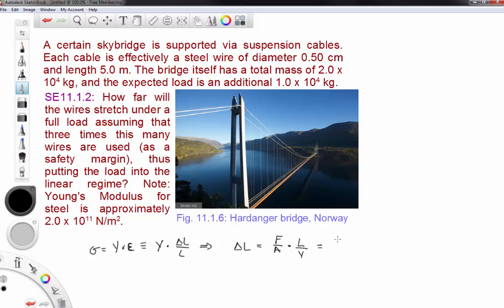So the force we found in the previous part as 2.74 times 10 to the 5th newtons. The area we also found in the previous part was 7.85 times 10 to the minus 5 meters squared. The length of the wire is given above as 5 meters. That's basically the equilibrium length. So 5.0 meters divided by Young's modulus, which is given over here. So this is Y, this is L. So Young's modulus is 2.0 times 10 to the 11 newton per meter squared.